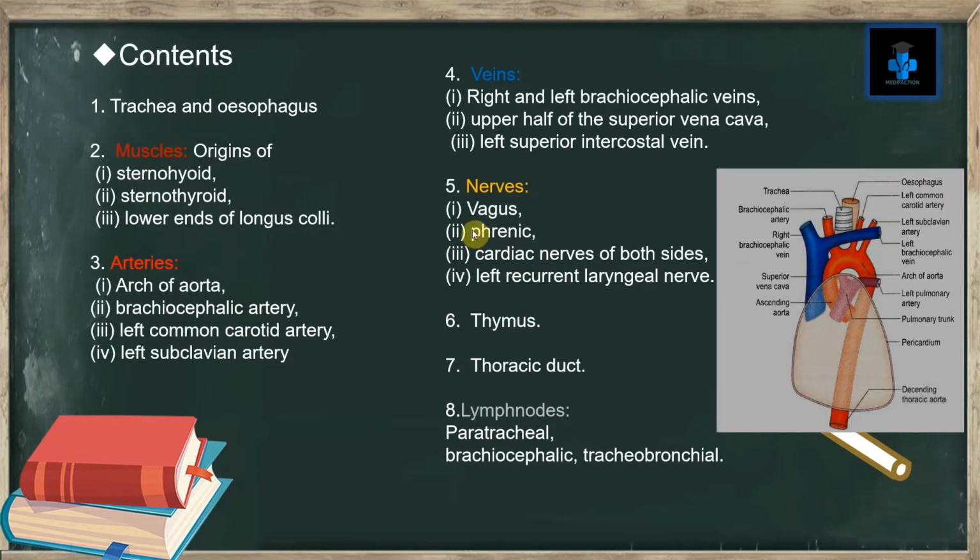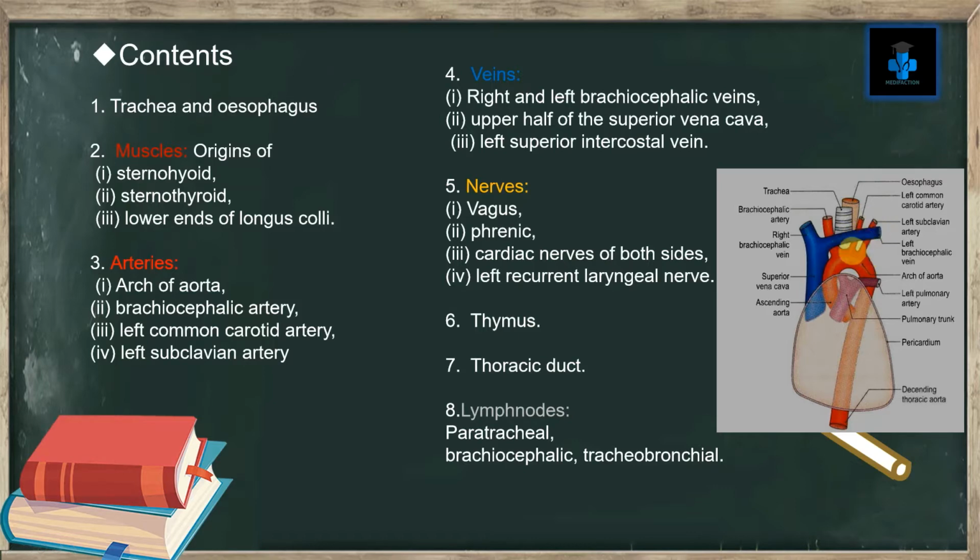Contents of the superior mediastinum. We can see the trachea here and the esophagus. In muscles, we can observe the origins of sternohyoid, sternothyroid, and lower ends of longus colli. In arteries, we can appreciate the arch of aorta here, the brachiocephalic artery right here, the left common carotid artery here, and the left subclavian artery next to it.